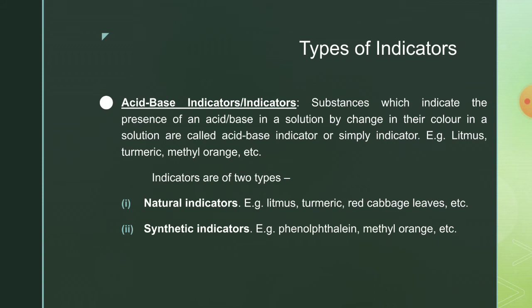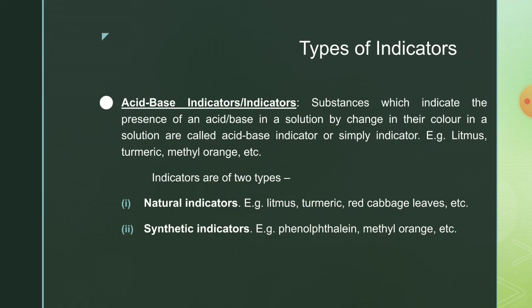So let us come to the indicators, types of indicators. Indicators mean particular substances which help us to identify whether a substance is an acid or a base with the help of colors, odors, like this. No, this is the indicators. Let us come to the types of indicators.